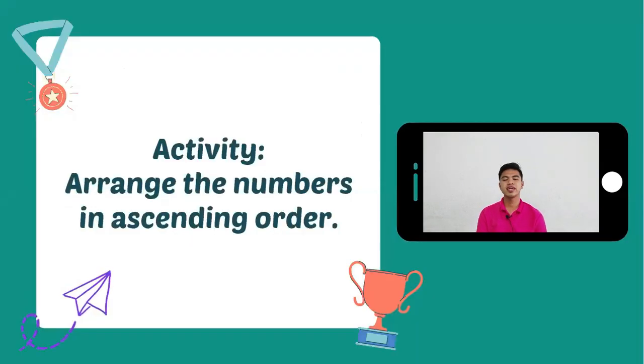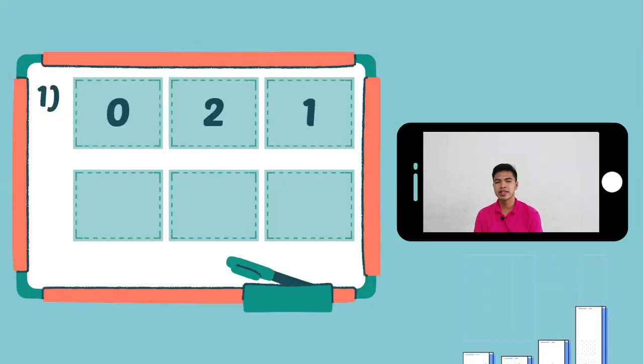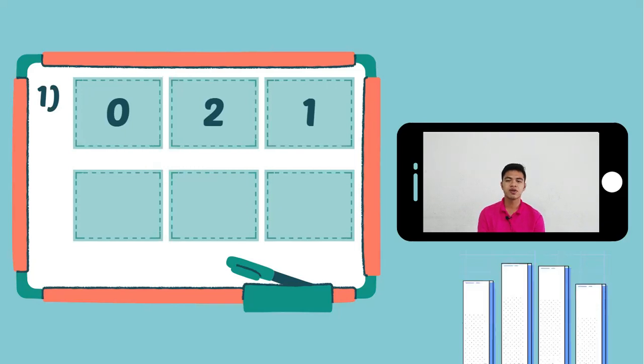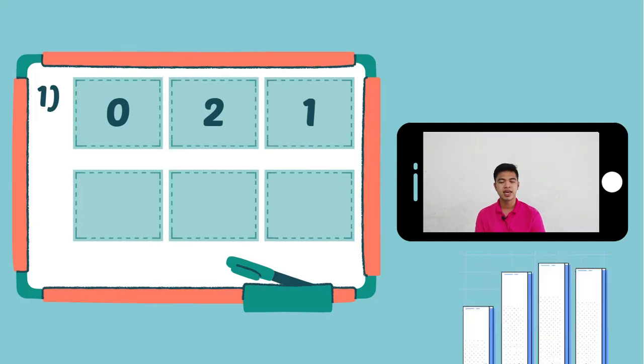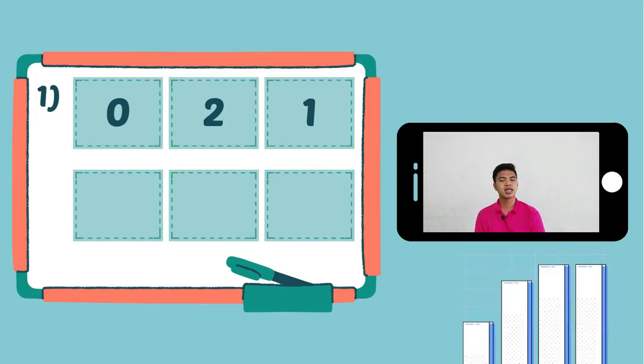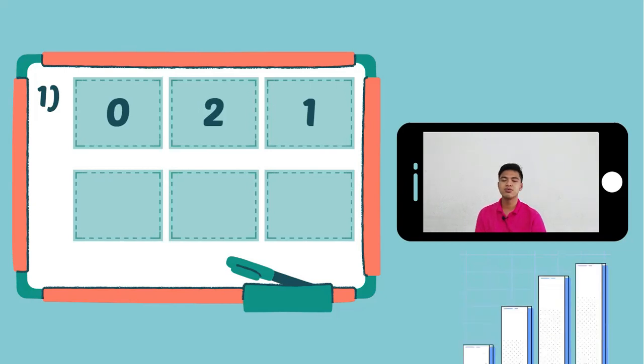We're going to arrange the numbers in ascending order. So what is ascending order again, kids? We're going to begin from the smallest number to the biggest number, okay? So let's go. Here we have 0, 2, 1. So how are we going to arrange them in ascending order? Of course, we are going to find out first which is the smallest number. And here, the smallest number is 0. So we're going to write 0.